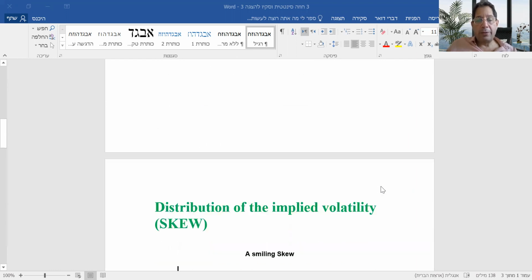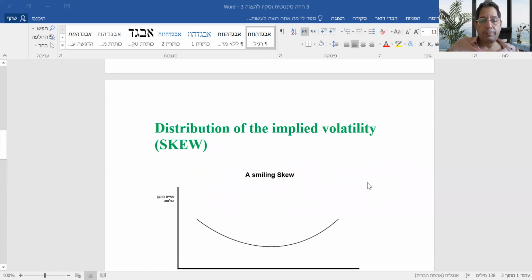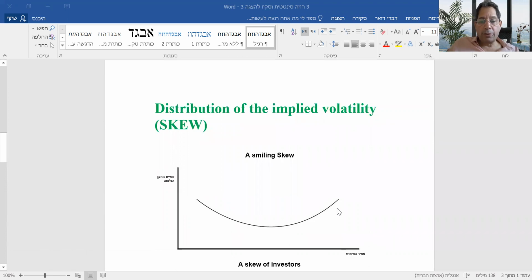Now I'm going to talk about the distribution of the implied volatility. That means the skew. Actually, with the Black-Scholes model, we have a standard deviation of the market, which, no matter what strike it is, should be the same standard deviation. That means that if this is the execution price, it should be a straight line, and this is the implied volatility. It should be a straight line, and all execution prices will have the same implied volatility. But actually, it's not like that.